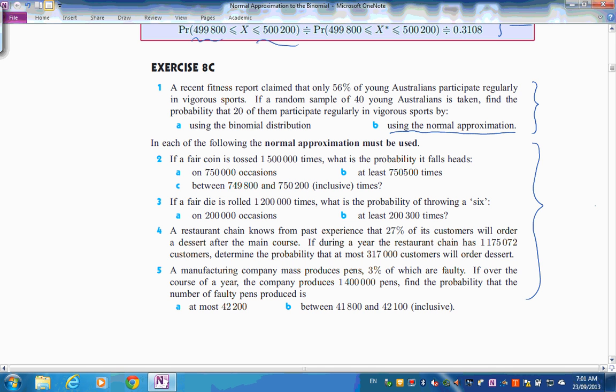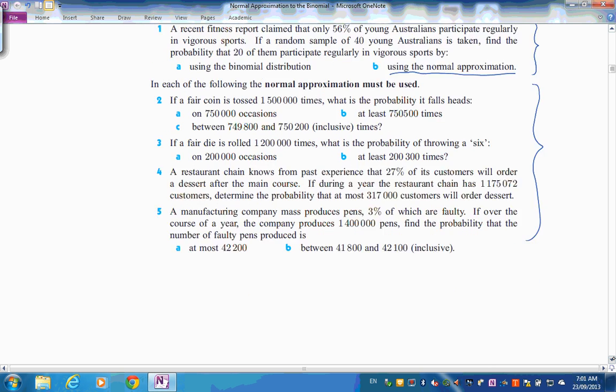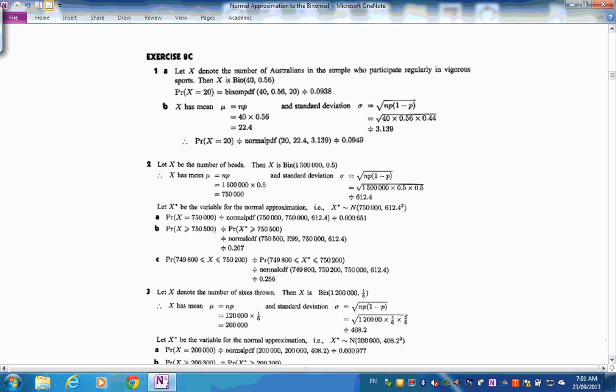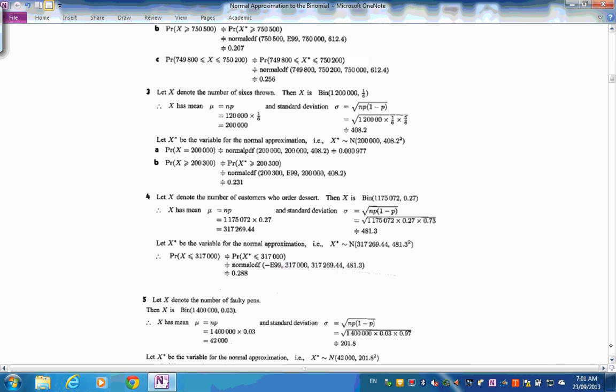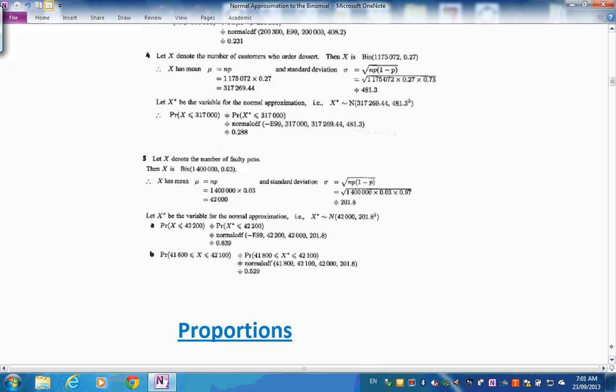Okay, pause the presentation, have a go at those 5. Do all of them, because that's all we're going to do with the normal approximation to the binomial as such. Okay, I'll show you the answers now. Part 1, part 3 there, 3 and 4. Let's have a look at 5.